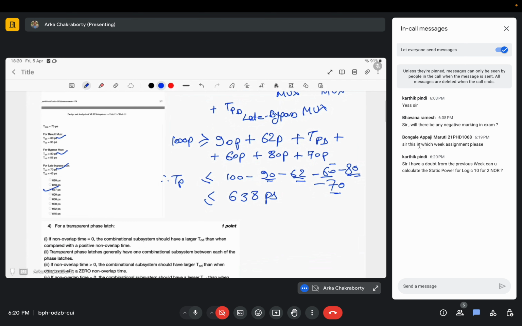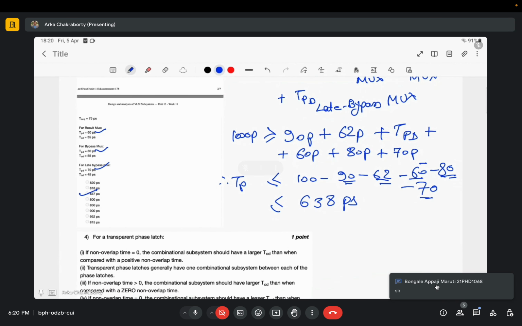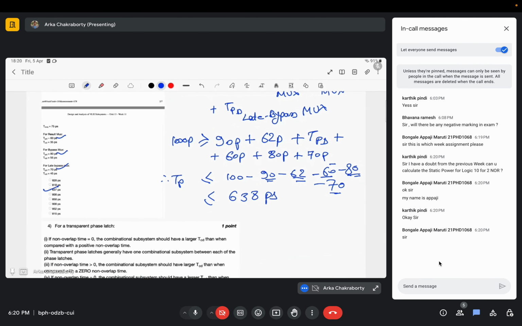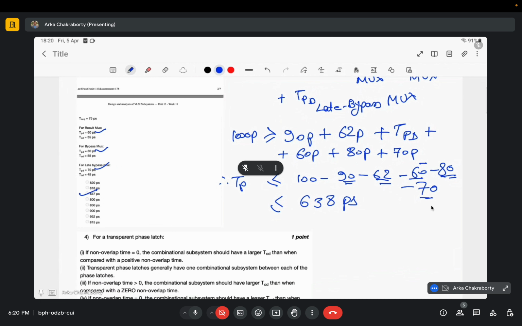Maruti, this is week 11's assignment, right? We are in week 11, so it is week 11's assignment. It contains sequential circuits and all. Okay, Karthik, you have a doubt from the previous week. We'll be seeing it at last. Let me complete everything, then we'll take up the previous week's assignments again. Okay, fine.